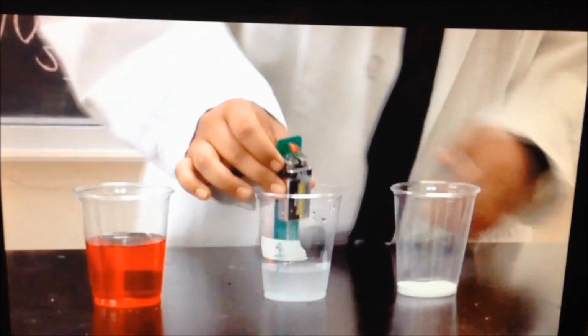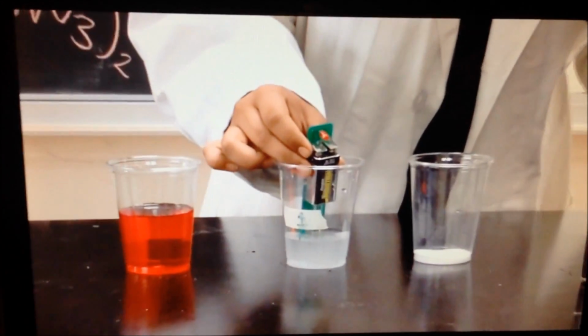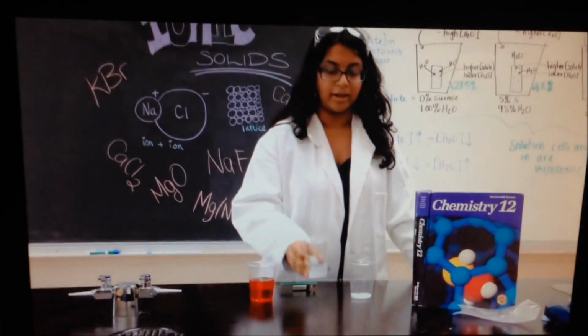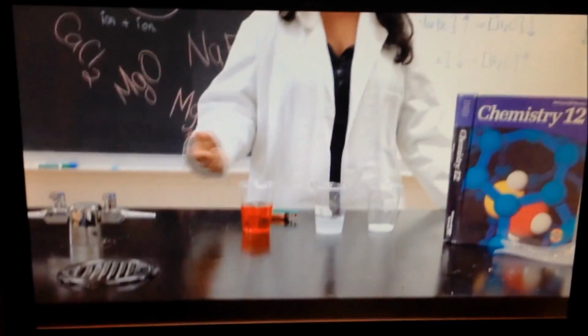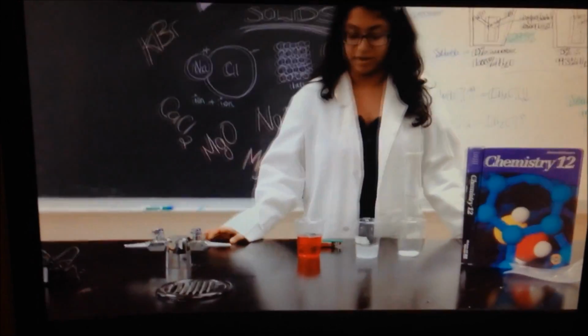So it's hard to see, but there is a light shining on the conductivity meter, which means that there is a light forming. And we're also going to take the conductivity meter and put it in this solution of juice. And there are ions moving around, which means that there is electricity being generated.